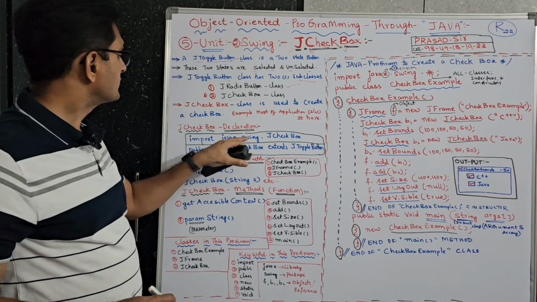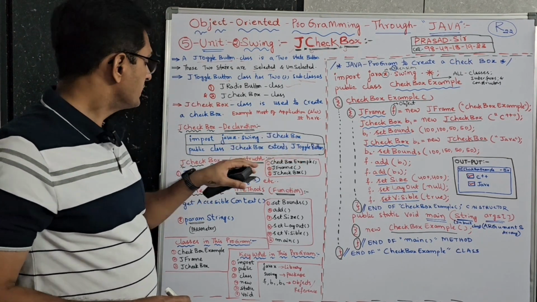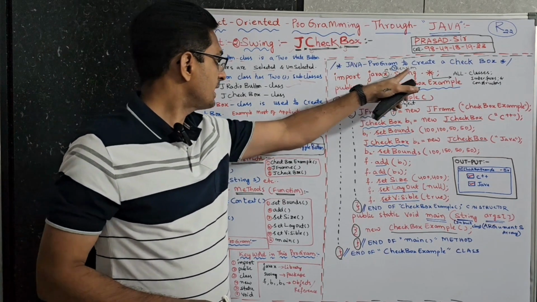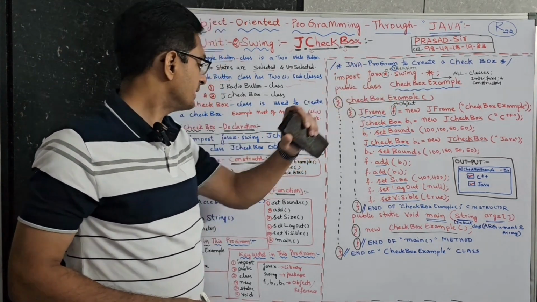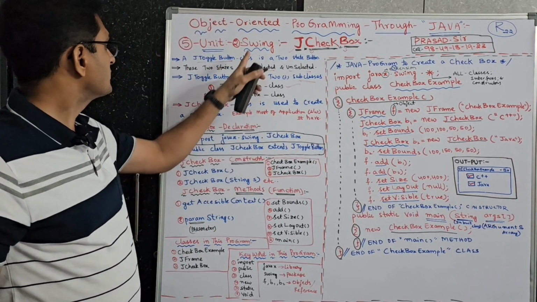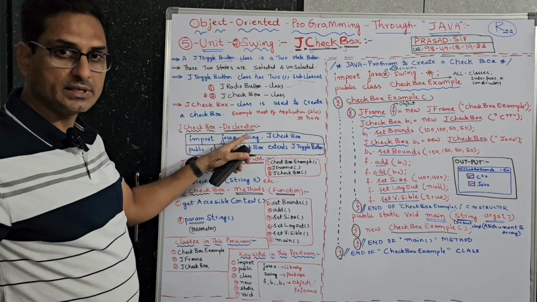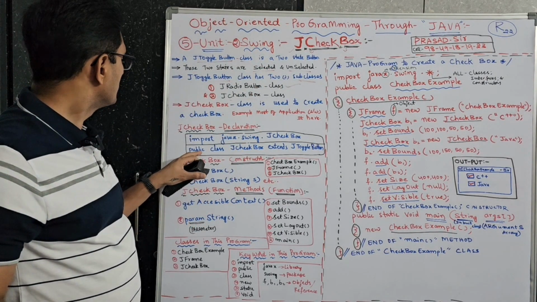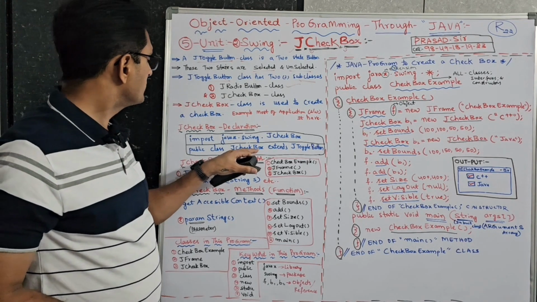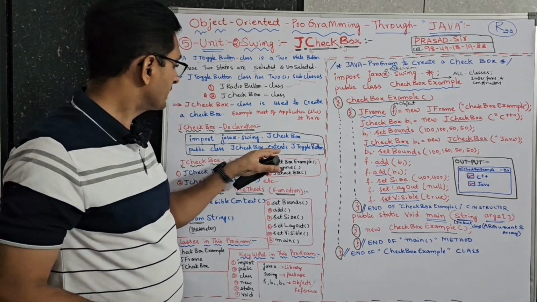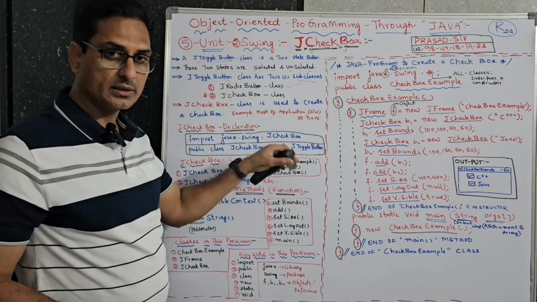Import javax.swing.JCheckBox. Here javax stands for extension. Java is a library, swing is a package. From the swing chapter we have this concept, this topic. Public class JCheckBox is a class that extends the JToggleButton class.